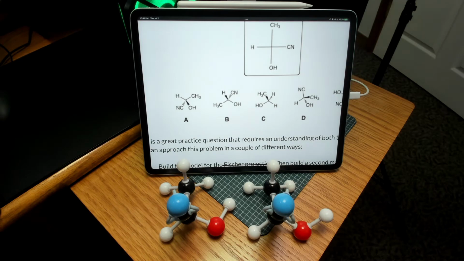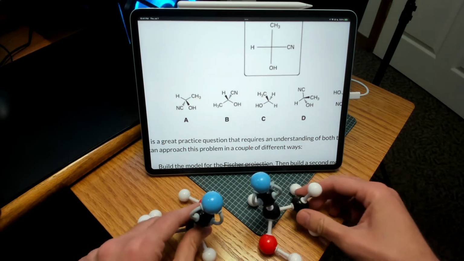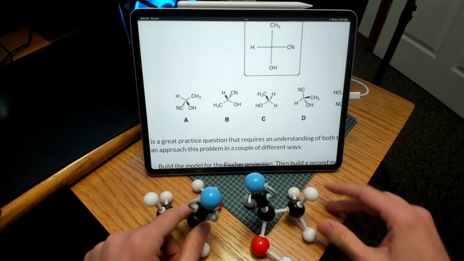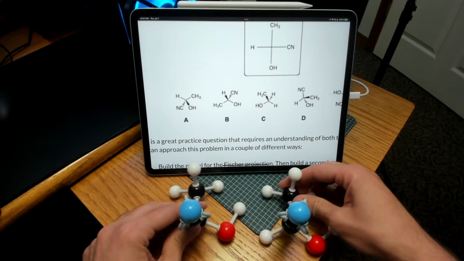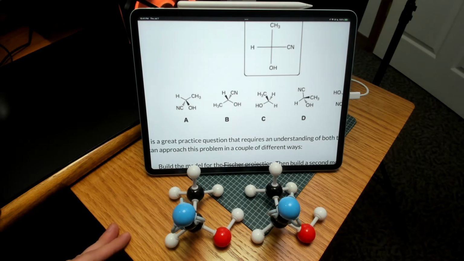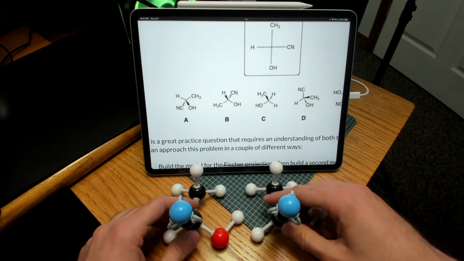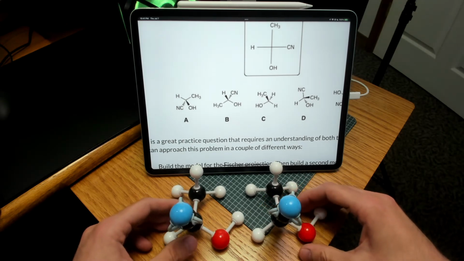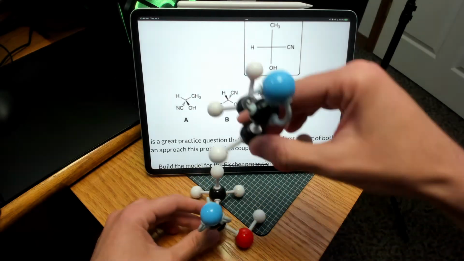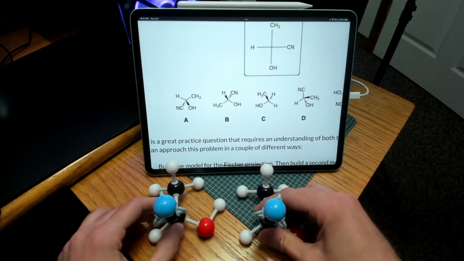And you can clearly see, clear as day, absolutely. These are the same exact thing. These are not mirror images. These are the same exact compound. They're not non-superimposable mirror images. If I put one on top of the other, everything is lined up. So B is definitely an answer, all right?